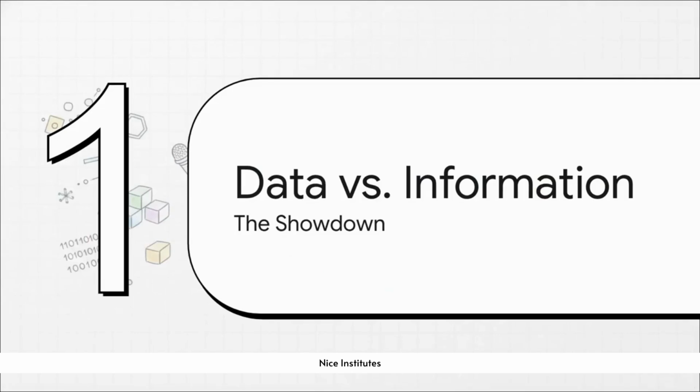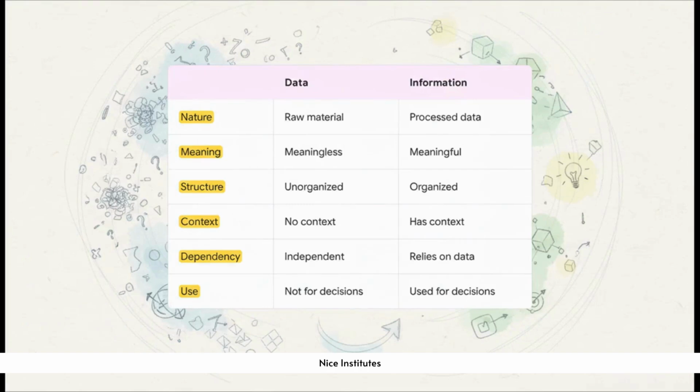All right, let's wrap this up. Let's put these two head-to-head one last time to make sure this is all crystal clear. Okay, this chart really lays it all out, doesn't it? On one side, you've got data: raw, meaningless, and totally unorganized. On the other side, you've got information: processed, meaningful, and organized. But here's the most important part, their relationship. You absolutely cannot have information without data, but data without any processing is just noise. Think of it this way. One is the raw question, the other is the beginning of the answer.